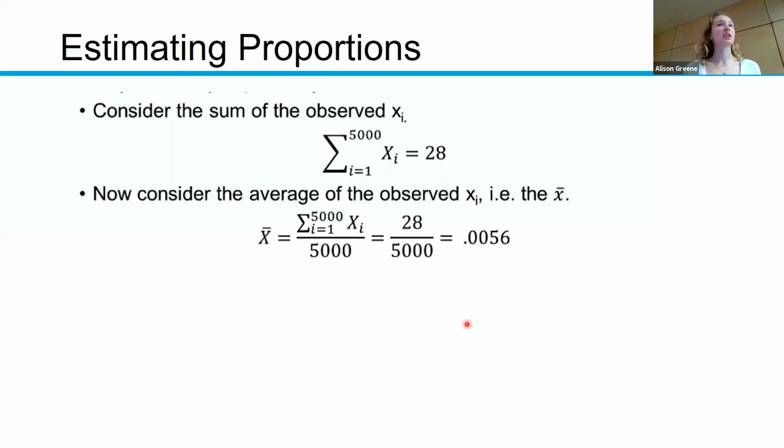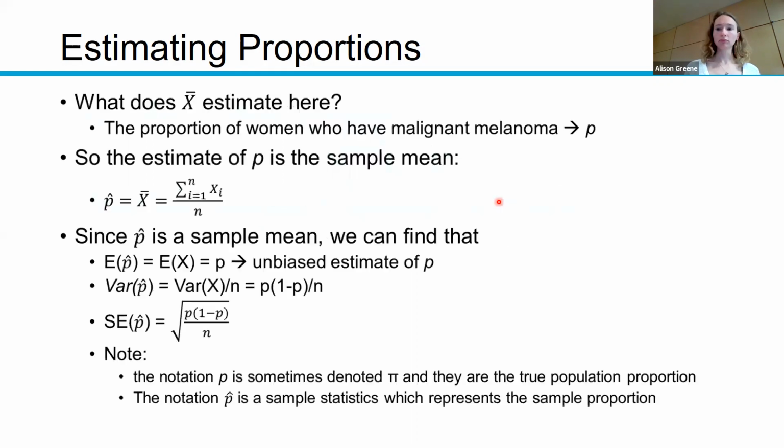Now, if we average the X's, which is just the sum of the X's divided by the number of them, we get 0.0056. So this is the proportion of the women in the population who have the disease, but it's also just an average. So X bar does estimate here the proportion of women who have malignant melanoma, but it's also a proportion. Okay.